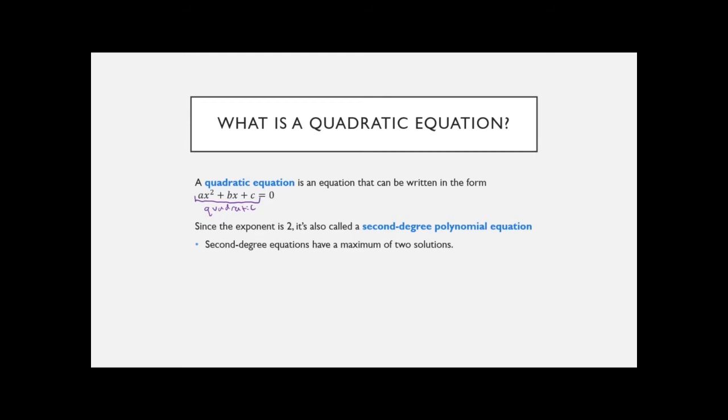Compare this to a linear equation where the exponent is 1, so there's one solution, but it's also possible to have no solution. So that would have a maximum of 1 solution. So the highest exponent tells you how many solutions it's possible to have, like the highest amount that you could have for that equation.